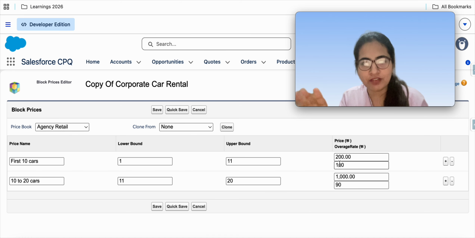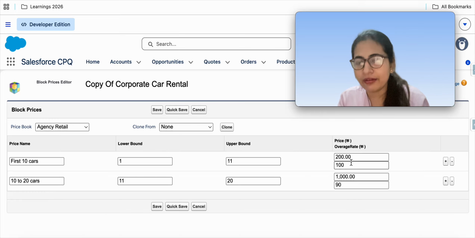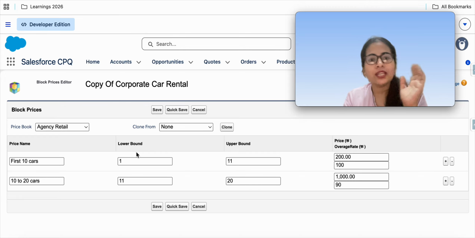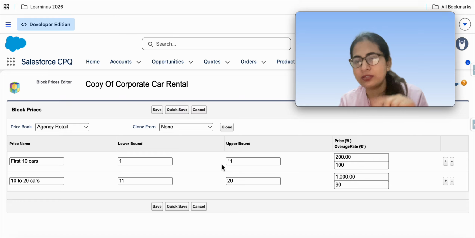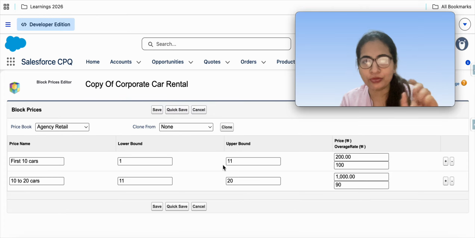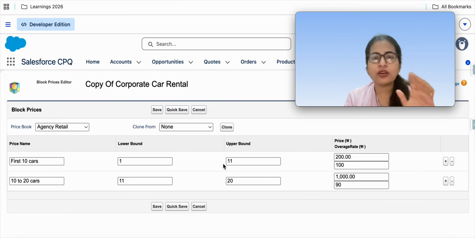Similarly, if it's five cars, the first car is 200 rupees, and the next four cars are 100, 100, 100, 100, which means a total of 600 will be charged. This way, the confusion about whether the user is interested in only one car versus nine cars is sorted, because they are not paying the same amount when we have the concept of an overage rate. Okay, we are good over here.